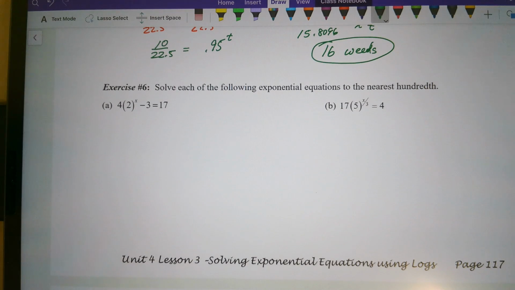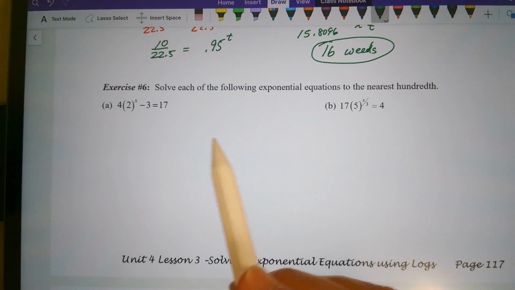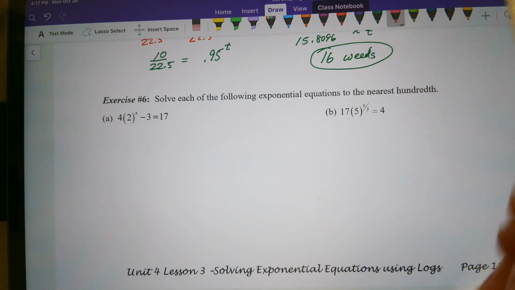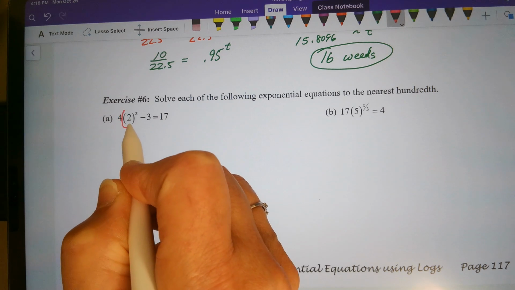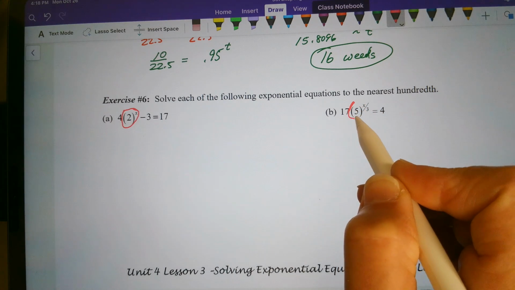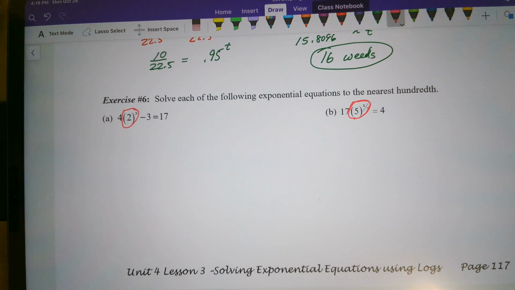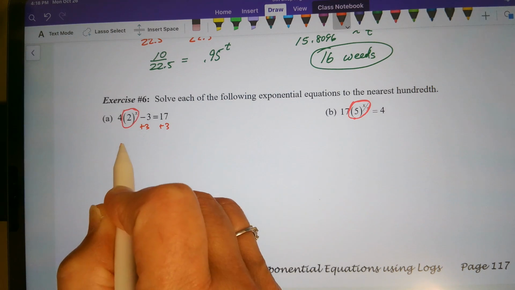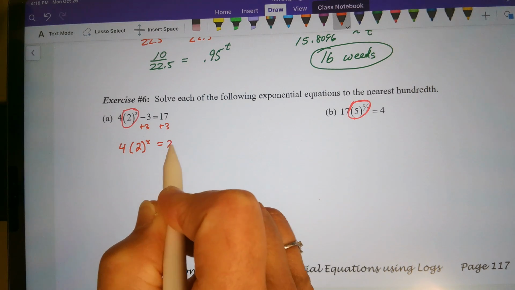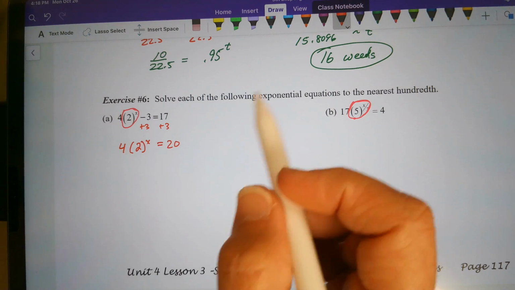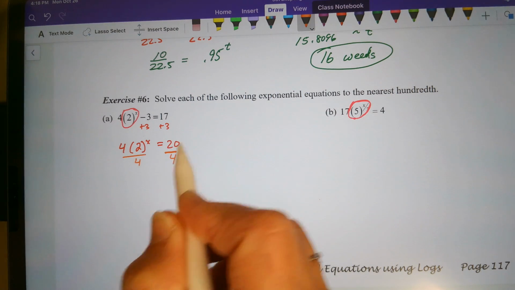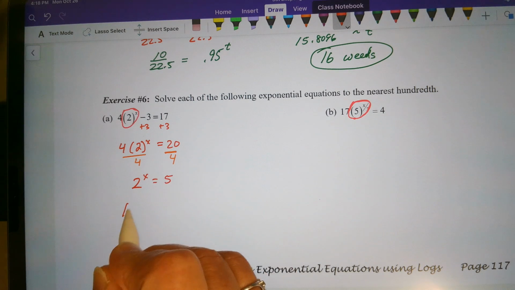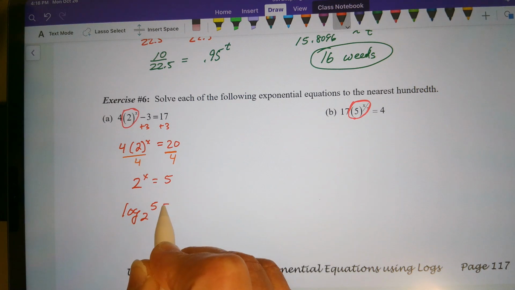And number 6, if you like, you can pause the video and try these on your own. We're solving for x to nearest hundredth. Always, always, always get that base and exponent by itself before you switch to log form. Right, so A, I'd add 3. 4 times 2 to the x equals 20. I meant to switch colors, but that's all right. Divide by 4. 2 to the x equals 5. Switch to log form. Log base 2 of 5 equals x.